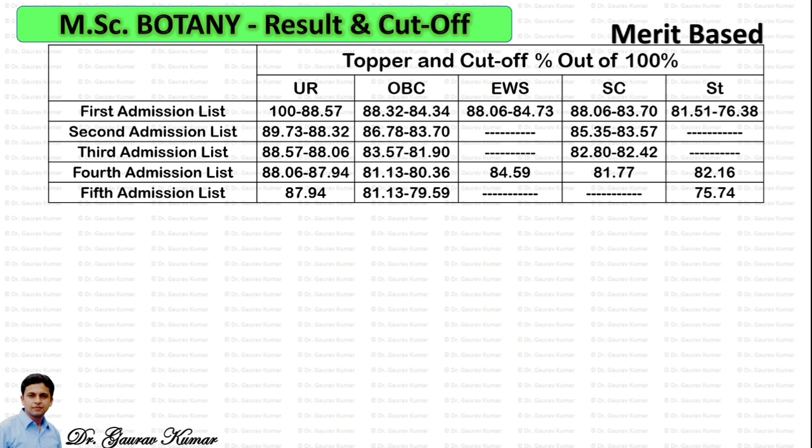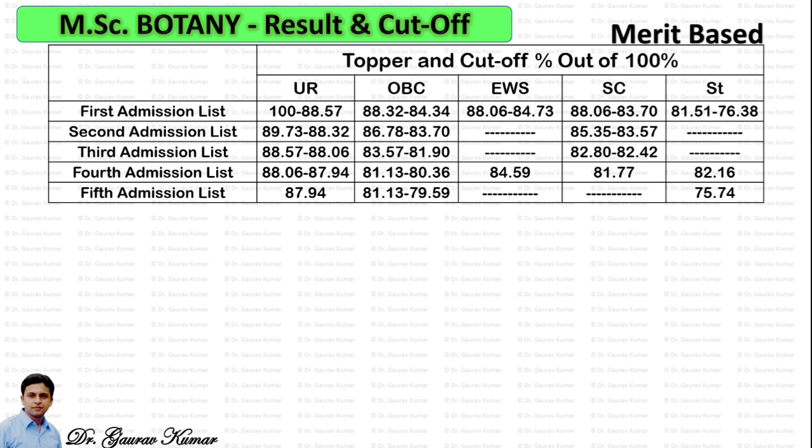One more thing is that sometimes, for example, in EWS you can see in the third column that in the second and third admission list there was no seat available, but again in the fourth admission list there was a seat available with 84.59 percentage. So in that case, it tells us that you should regularly check the merit based results after the result is out. You may or may not get the seat depending upon that.